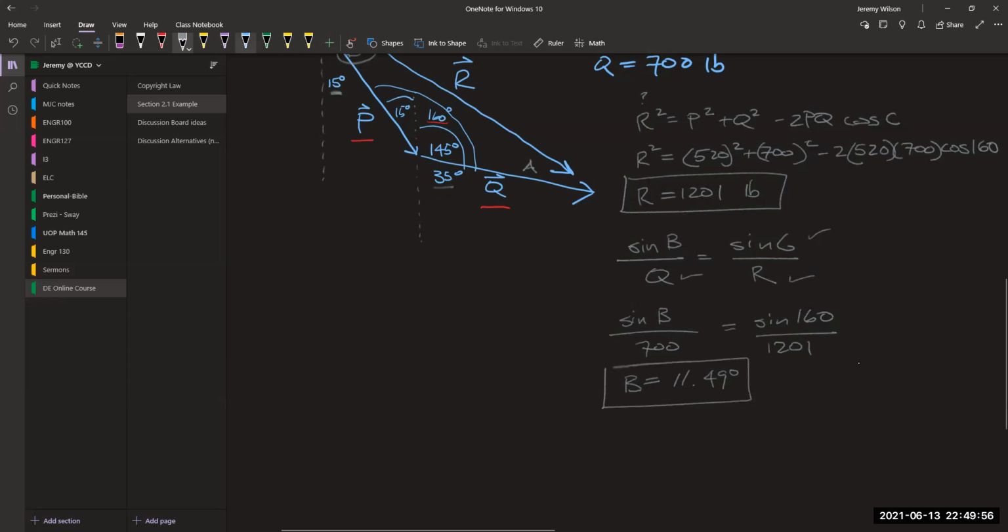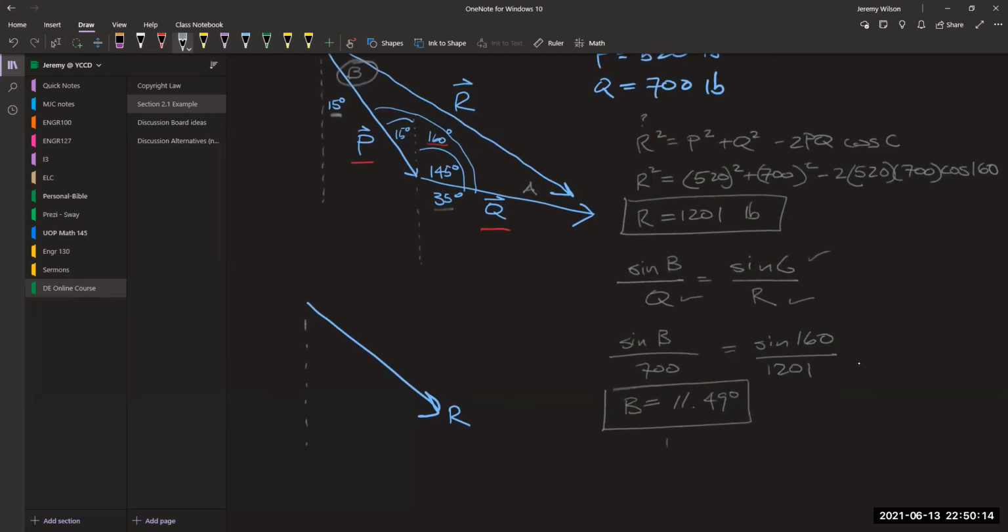So we've got a resultant force, R. That's what's pulling on that telephone pole. It's at an angle of 11.49. We're going to add the 15 to that, giving us 26.49 or 26.5 degrees, and a resultant of 1,201 pounds.